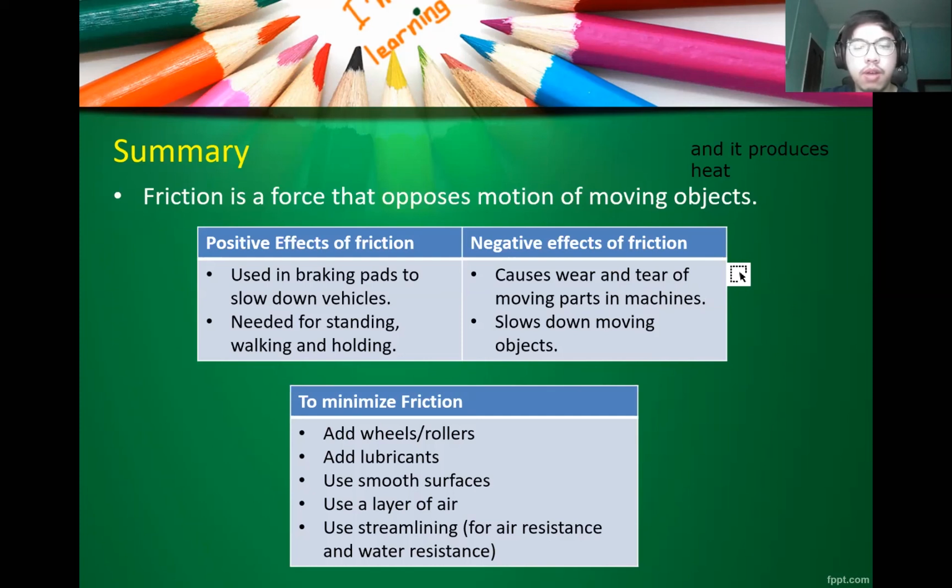How do we minimize friction? If you want to move faster, or if you want to reduce wear and tear, we add wheels, add lubricants, use smooth surfaces, use a layer of air, or use streamlining. So that concludes our lesson on friction. I'll stop there for today and I'll continue again next week. The next topic is all about braking distance and stopping distance.